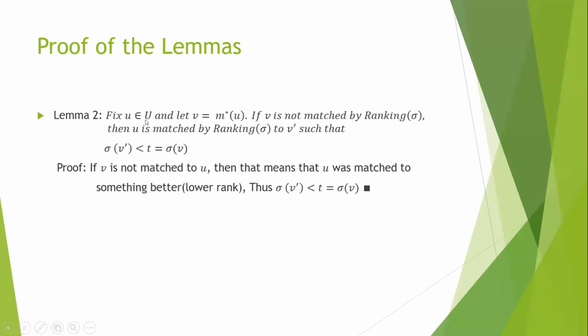Lemma 2. Fix a vertex U in the graph U and let V be connected to U in the perfect matching. If V is not matched by ranking sigma, then U is matched by ranking sigma to a vertex V dash such that the rank of V prime is smaller than or equal to the rank of V. Proof. If V is not matched to U, then that means that U was matched to something better. That is, it was matched to something before, which means it was matched to something of a lower rank. Thus, the rank of V prime is smaller than or equal to the rank of V.